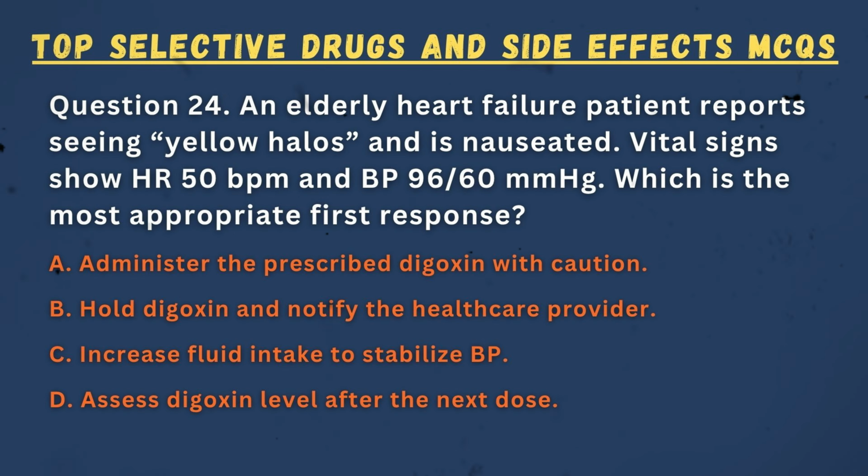Question 24. An elderly heart failure patient reports seeing yellow halos and is nauseated. Vital signs show HR 50 beats per minute and blood pressure 96/60 millimeters of mercury. Which is the most appropriate first response? A. Administer the prescribed digoxin with caution. B. Hold digoxin and notify the healthcare provider. C. Increase fluid intake to stabilize BP. D. Assess digoxin level after the next dose.